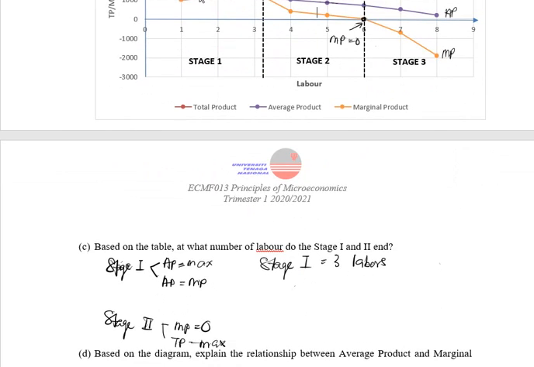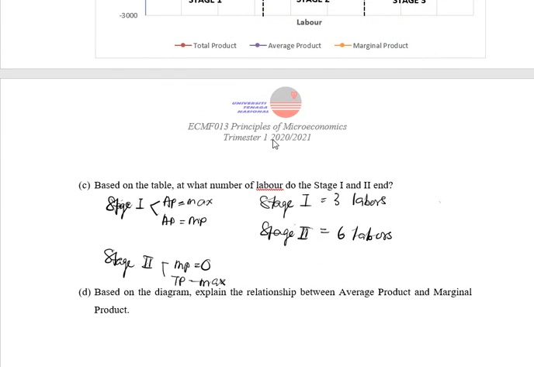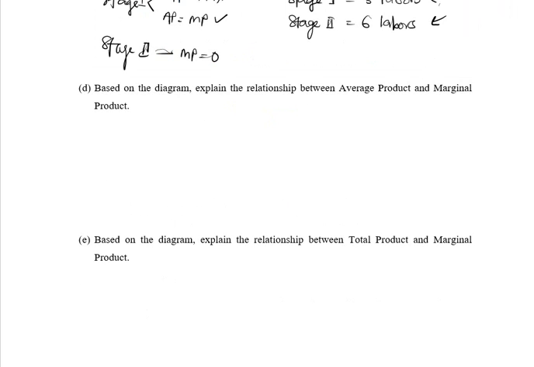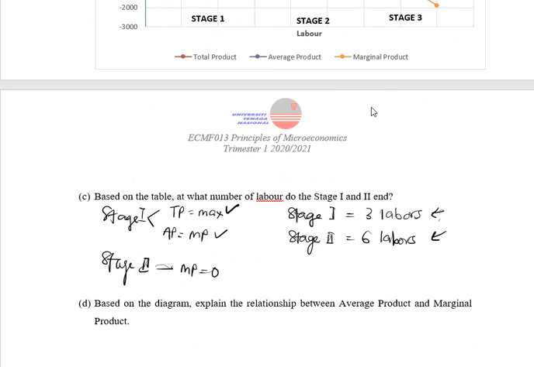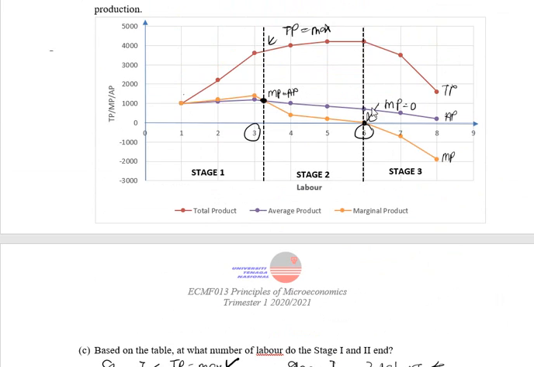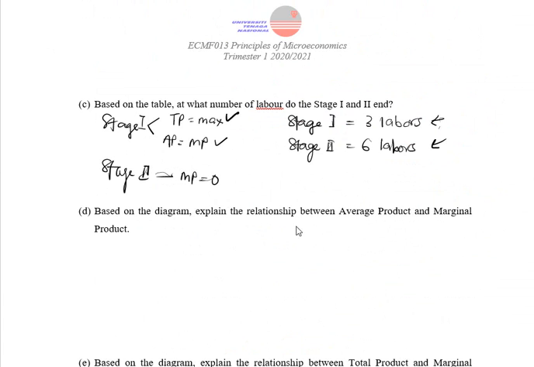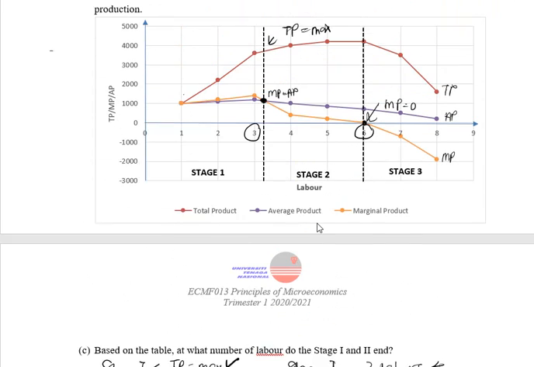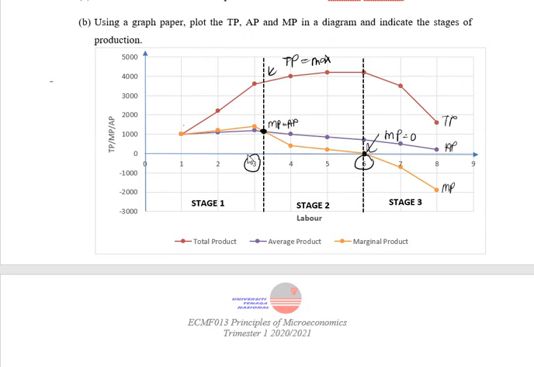So for stage 2, you can answer here, stage 2 ends when the number of labour is 6, which is here, from the graph. So that is for question C. Based on the diagram, which is the graph that you have done in question B, explain the relationship between average product and marginal product. Your explanation must refer to your graph here. So let me clear this one first.